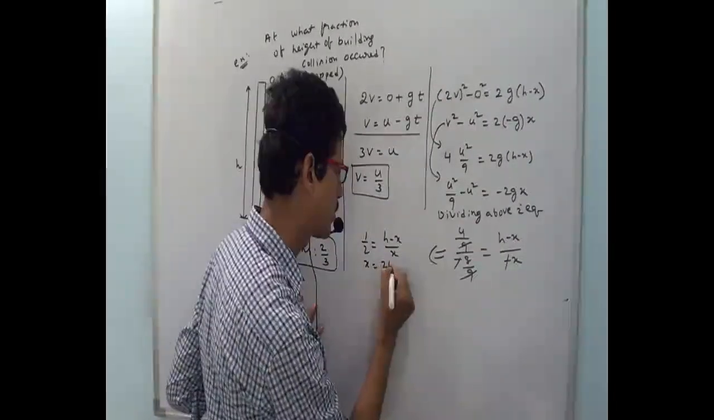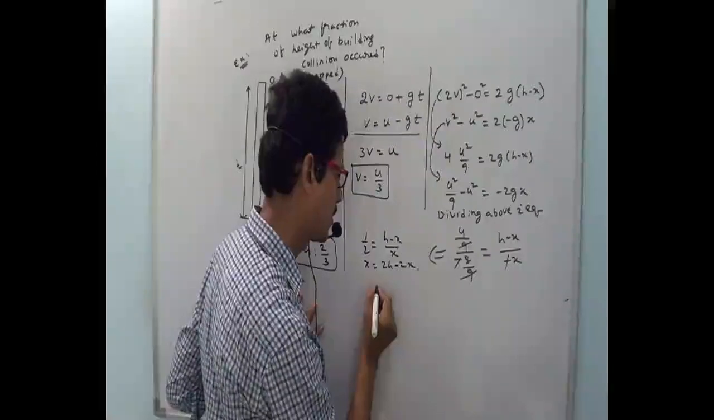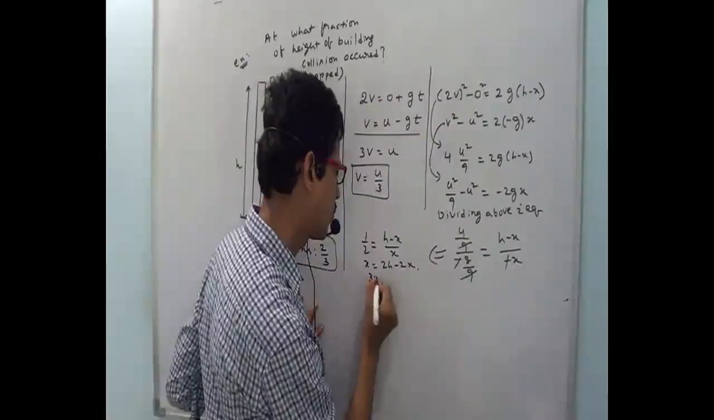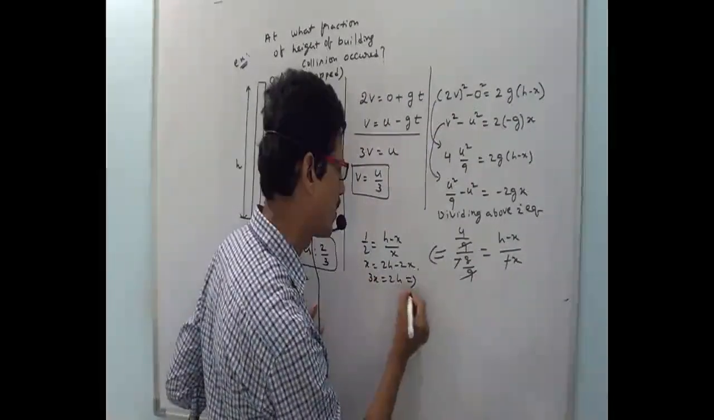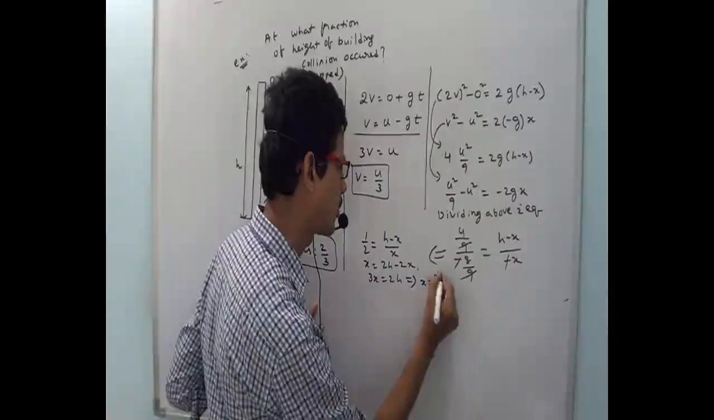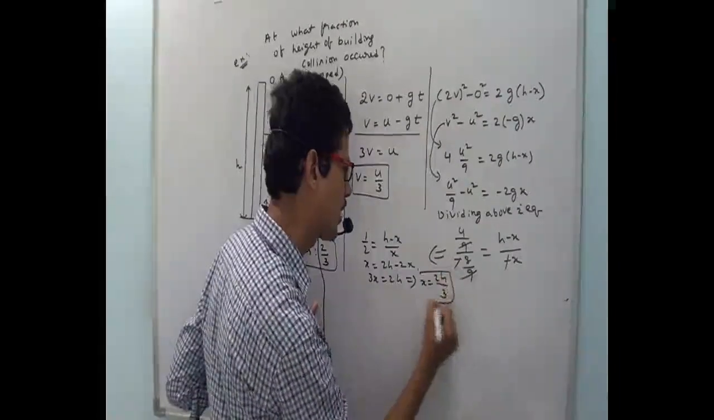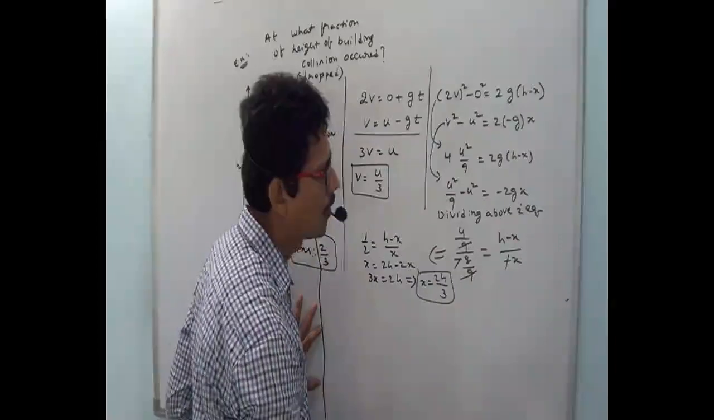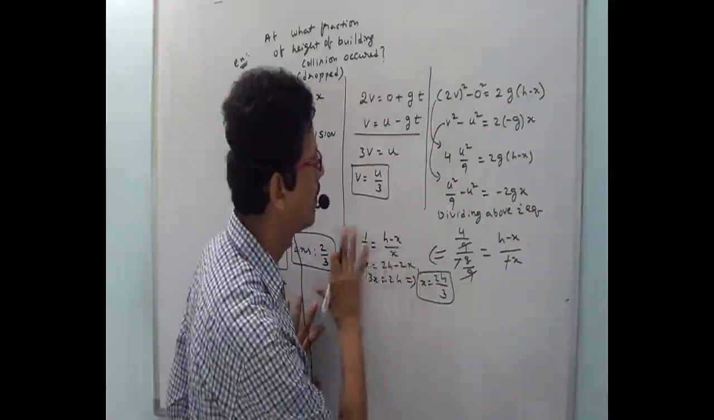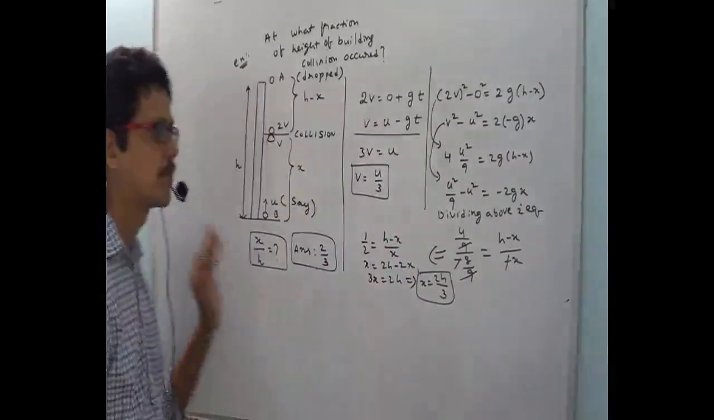X is equal to 2H minus 2X. So 3X is equal to 2H. That implies X equal to 2H by 3. So this is the answer, okay? First note down, I will again explain this. Just note down this.